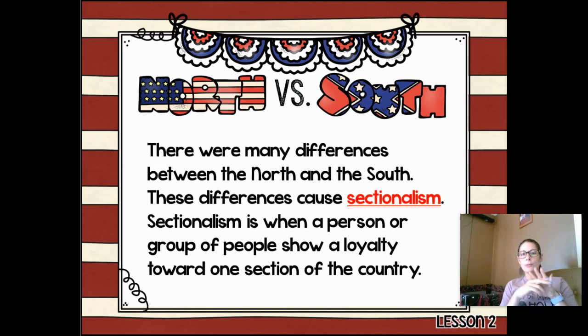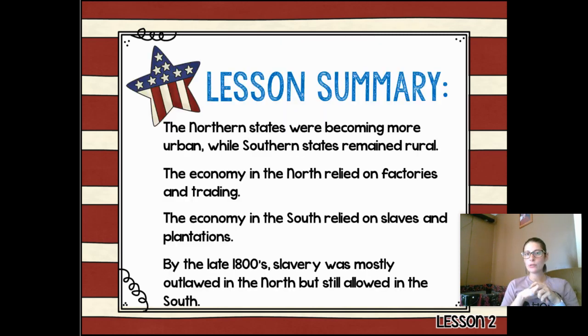There are many differences between the North and the South. These differences cause sectionalism. Sectionalism is when a person or a group of people show loyalty toward one section of the country or the other. Okay, so that's how you got people who are deciding if they're going to fight for the North and people who are deciding they're going to fight for the South.